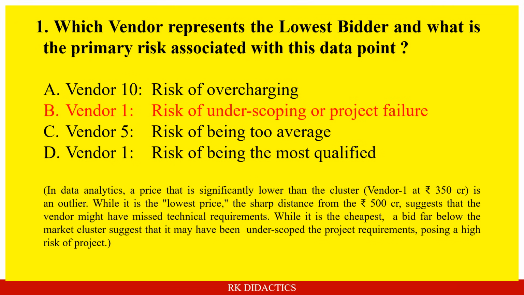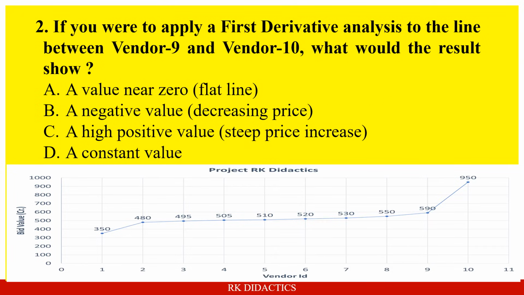Though it is the cheapest, being far below the market cluster suggests that he may have underscoped the project requirements, posing a high risk of project failure. So though their rate is very low, there is a possibility that the bidder might have underscoped the requirements, and there is a strong possibility that the project will fail. So the answer is B, vendor 1, risk of underscoping or project failure.